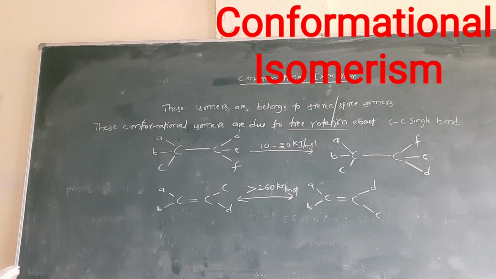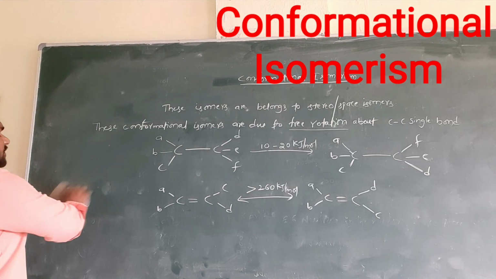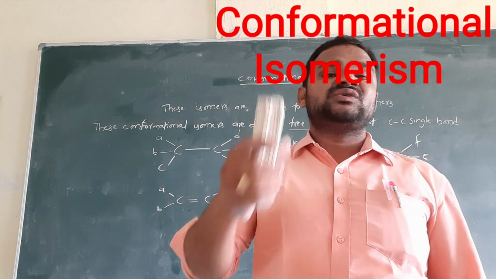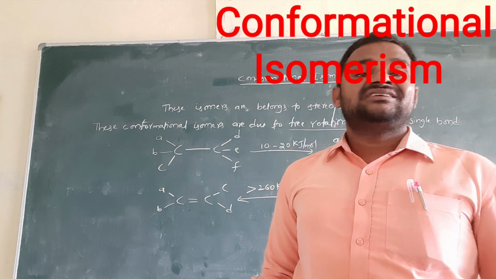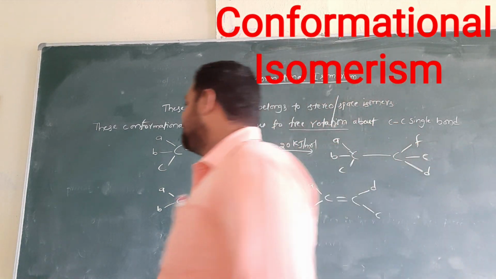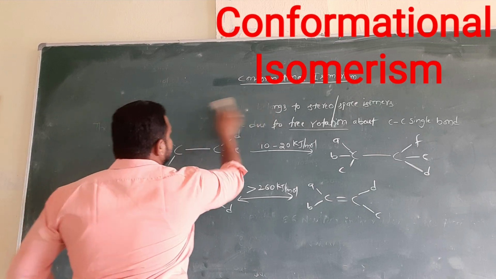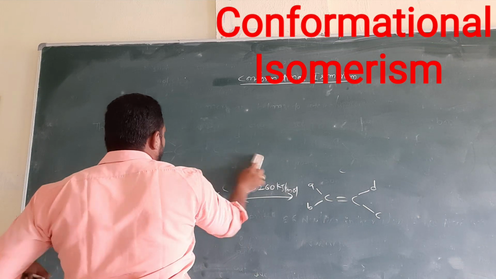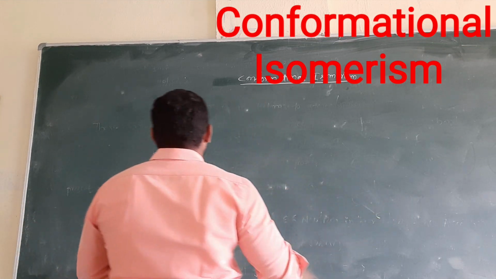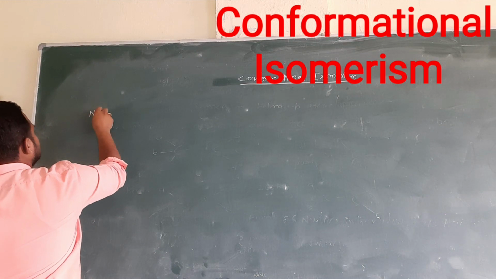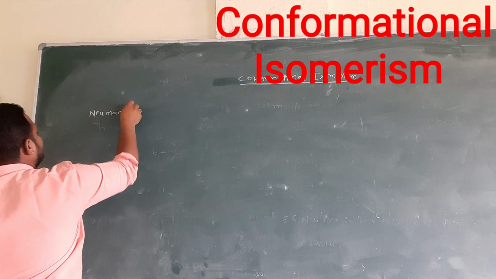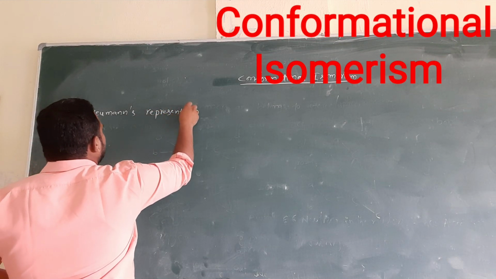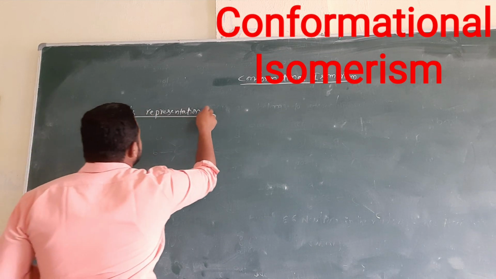Next, what are the ways to represent these conformational isomers? Conformational isomers can be represented by Newman's projection formula, and can also be represented by using the Sawhorse model. Generally, we show them by Newman's model. So how do we represent the isomers in Newman's projection formula?